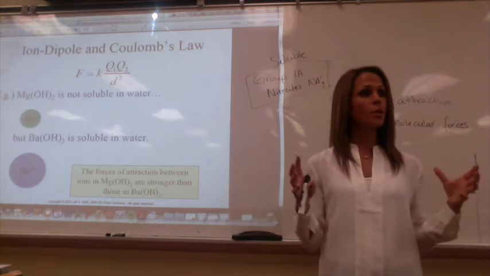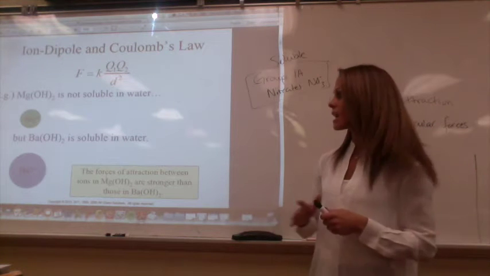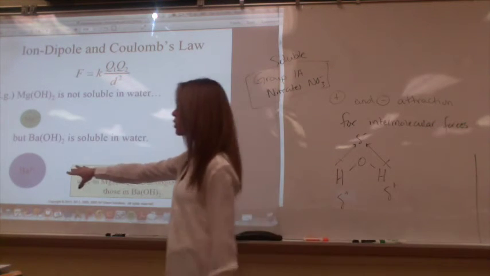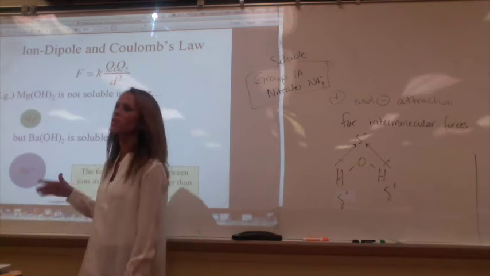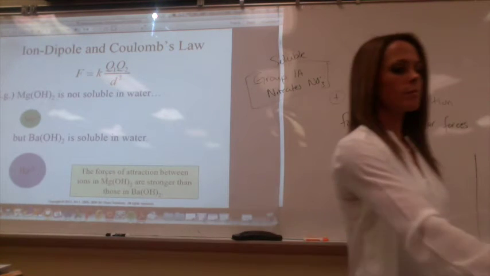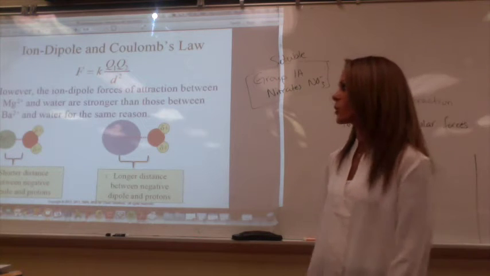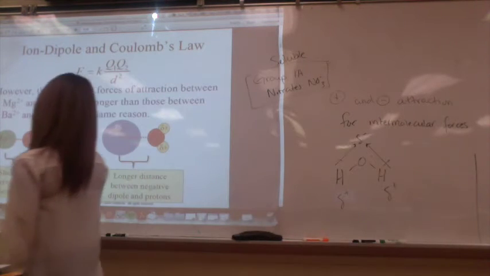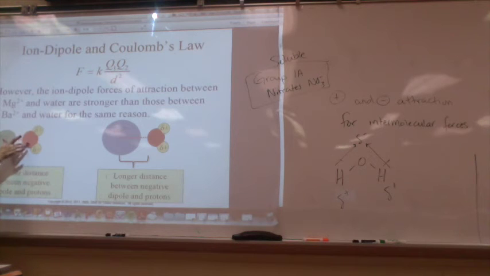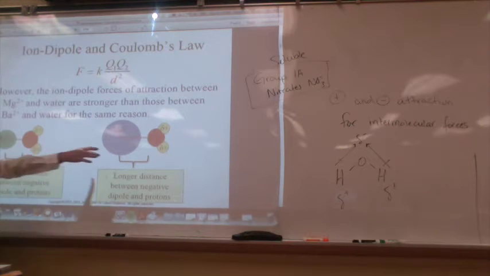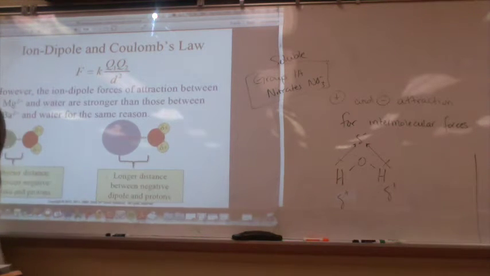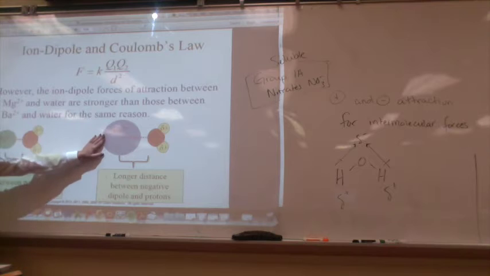So when the water molecule comes in, the dipole, it has a greater ability to pull apart the barium hydroxide because this attraction to its hydroxide is not as strong. So when you look at this, it's showing you that the relative distance between your magnesium and your water molecule is much smaller, and then your barium distance is much larger. So this is true that it won't dissolve, but it's also true on the other side that magnesium has a greater attraction to water than barium does.